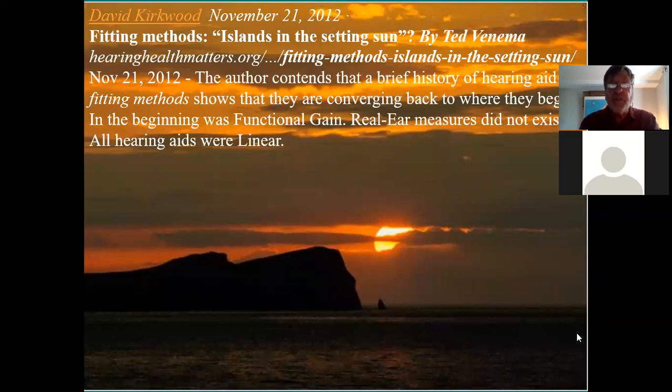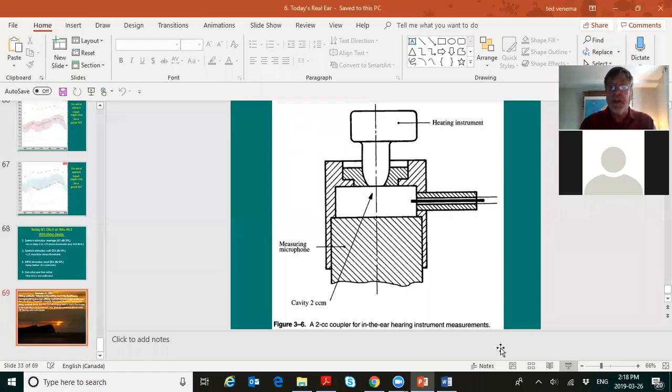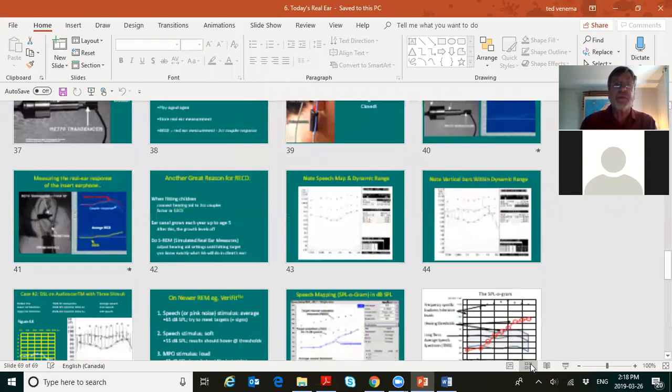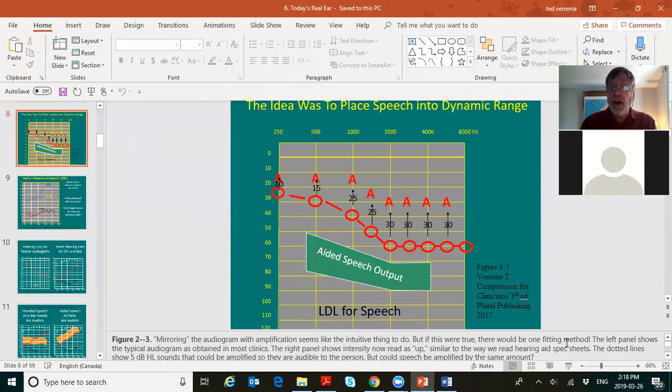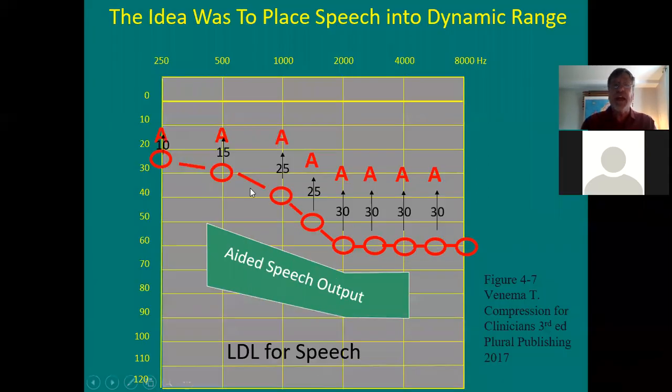So now we'll just kind of finish today's talk by looking at that. Okay, here you go. The idea behind functional gain, if you aided the thresholds by half, it meant that aided speech output would sit nicely in the dynamic range of the listener. But you couldn't see this. You could only believe this. And blessed are those who believe who haven't seen. Okay? That's all they could do. You didn't have real ear.